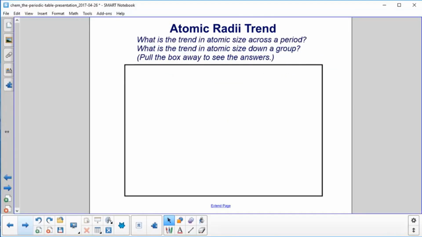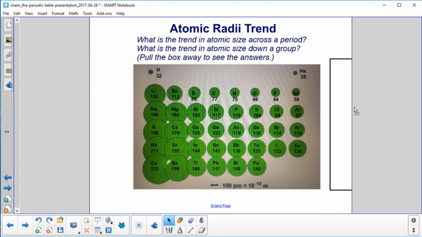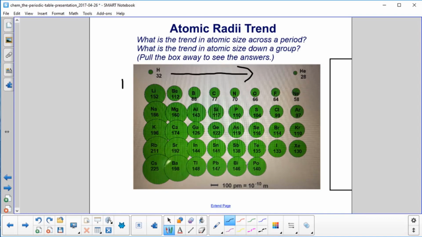Atomic radii trend. What is the trend in atomic size across a period? What's the trend in atomic size down a group? Well, you probably don't know yet, so we're just going to pull this aside and look at it and see what we can come up with. As you go across the periods, that's in that direction, we can see that the size of the atom gets smaller. And as we go down a group, we can see that the size of the atoms gets larger. We're going to spend some time now explaining why that happens.